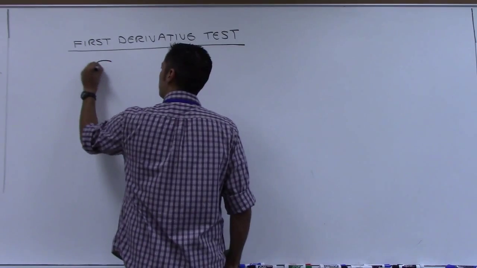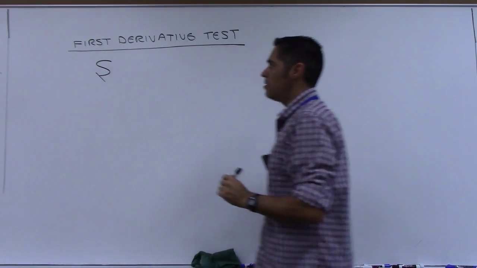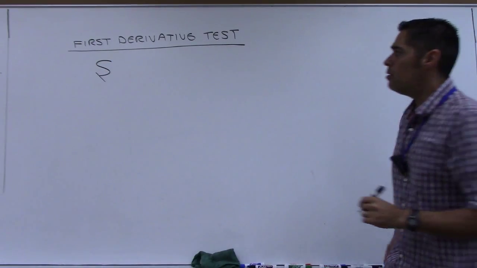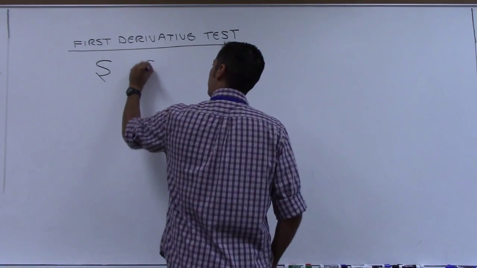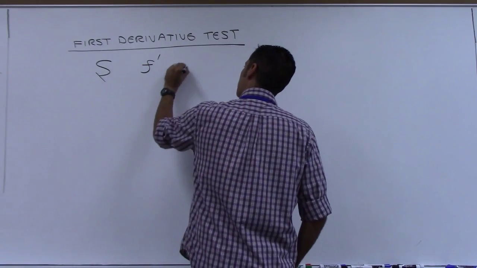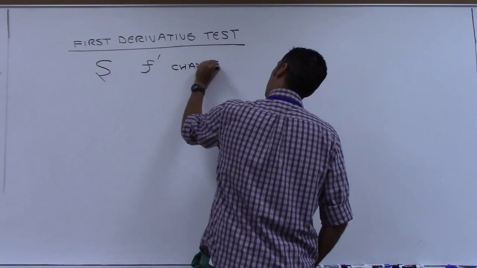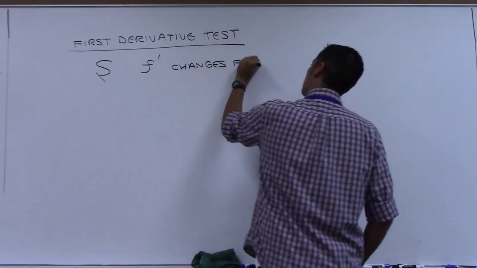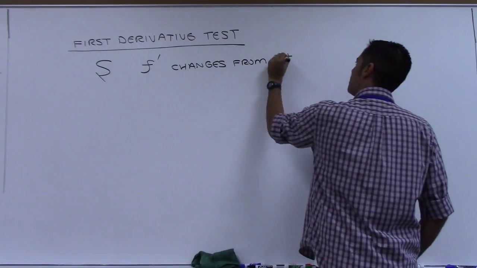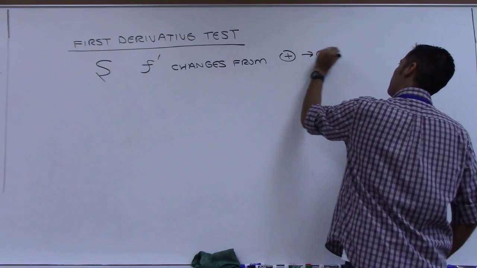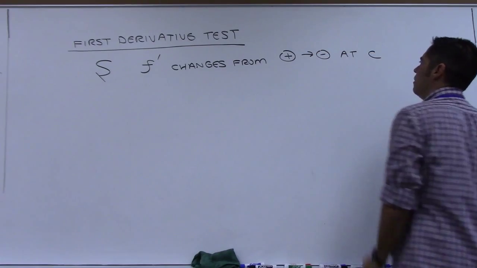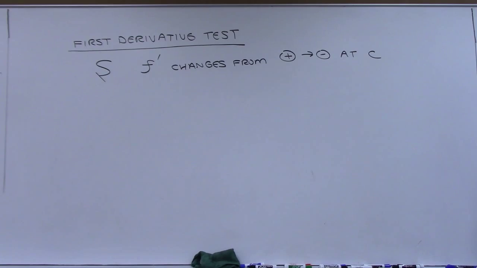Have I used this symbol in here? Yes? Okay, suppose f prime changes from positive to negative at C at some point. What do you think I can say?